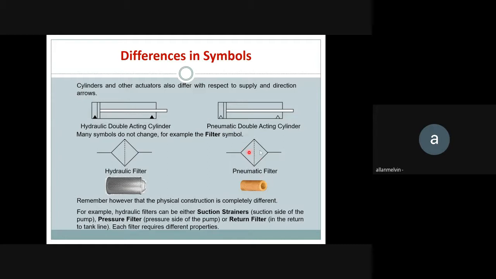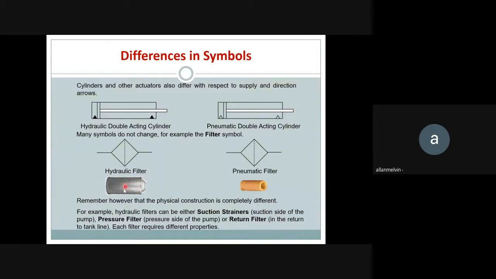So you need to have some imagination. In hydraulic oil, normally you'll have dust inside, maybe dirt, maybe a corrosion part, something like that. So you need to have a proper construction. You need to understand that even though the symbols are the same, the physical construction is completely different for both.